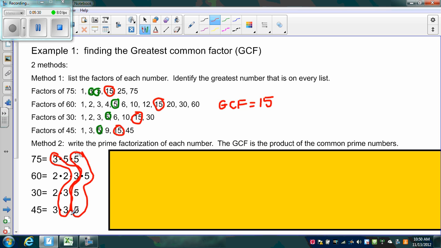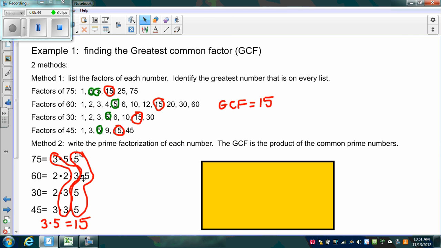So for the greatest common factor, the only thing we need to do is 3 times 5, because they all have a 3 in common and they all have a 5 in common, which is 15. So our GCF is 15. So this is just multiplying those in common. Now if it was a 2, that's not, because it's only these two numbers. That needs to be for all of the numbers.